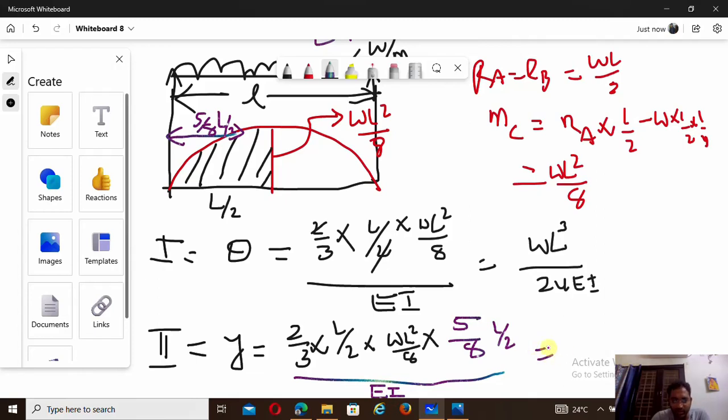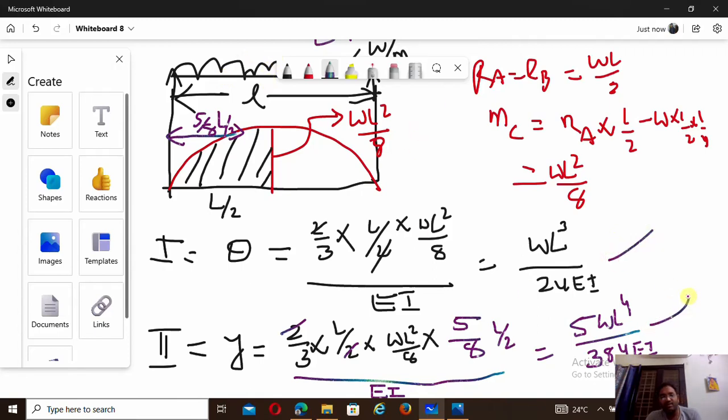What is the value? Finally, if you solve this, the 2 gets cancelled. So W into L square, and one more L is there, and one more L is there. So 5 W L power 4 divided by 3 into 8 square, which is 64, 64 times 3 is 192, times 2 is finally 384, by EI. So 5 by 384 WL power 4 by EI. This is the simply supported beam carrying UDL, and this is the slope, and this is the deflection value.